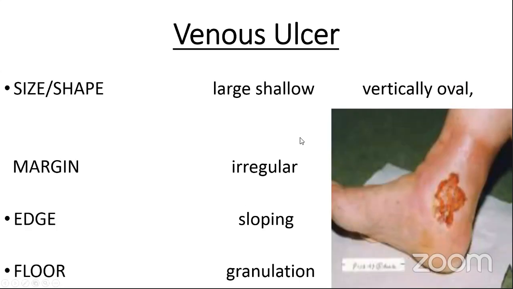Now these ulcers can be small or large, shallow, vertically oval like this. The margins are irregular, the edge is sloping, and the floor has granulation tissue, healthy or unhealthy depending on whether it is healing or not healing. Venous ulcer has a sloping edge. Margins are irregular. Margin is the junction between normal epithelium and the ulcer. It can be large, it can be small, vertically oval.